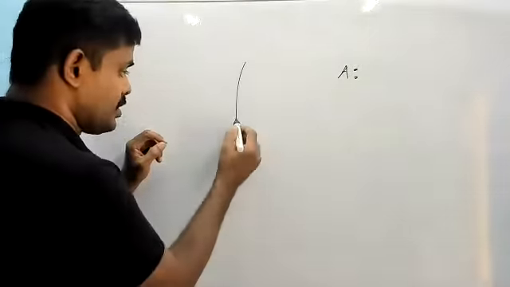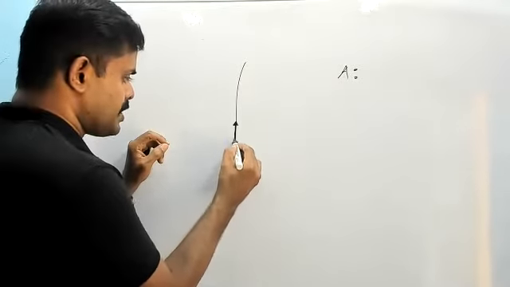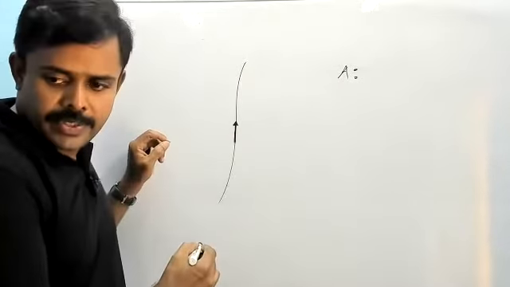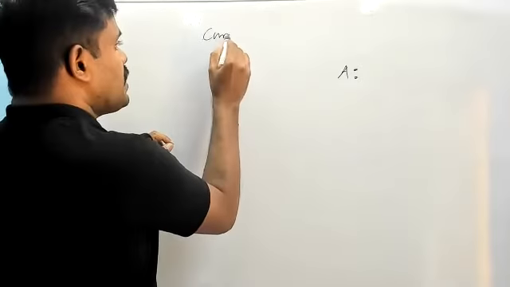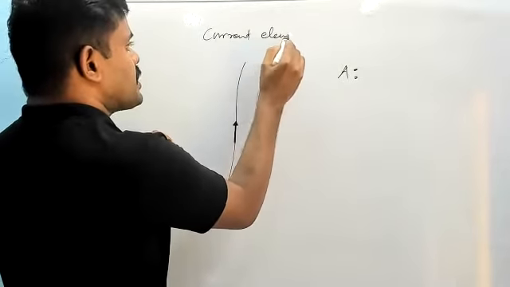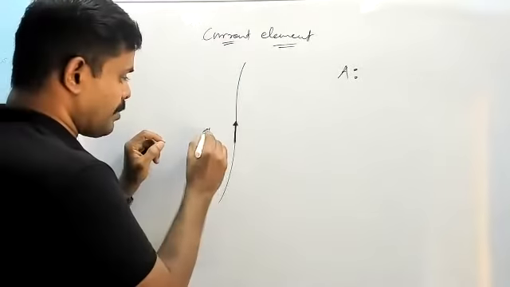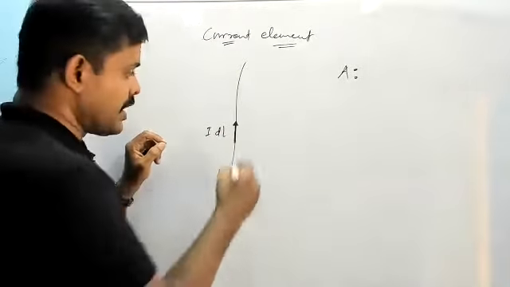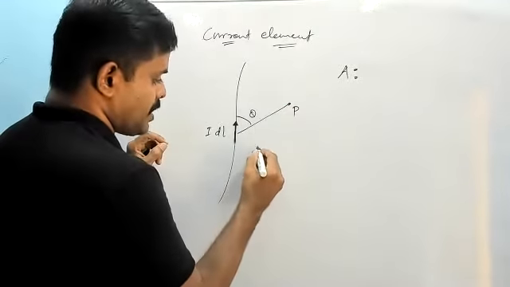Look at this. This is a current element. What is a current element? It's a small element carrying a current, a small segment or cut piece of a wire. Ideal current element creates a magnetic field over here. Look at this angle theta. What is the magnetic field there?